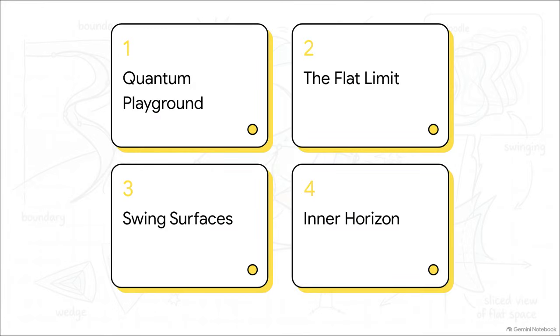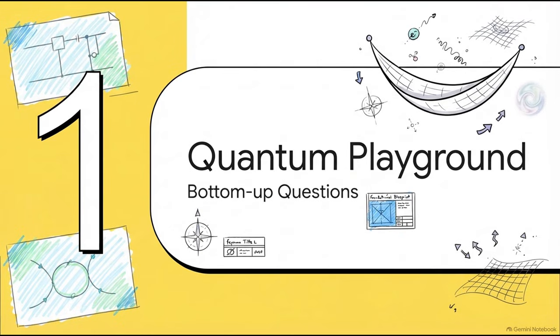Okay, so here's our roadmap for the explainer to keep us on track. 1. The quantum gravity playground. 2. Taking the flat limit. 3. The swing surface proposal. And 4. Unlocking the inner horizon. Let's get right into it. Let's dive in and establish the foundational blueprint physicists are currently using.